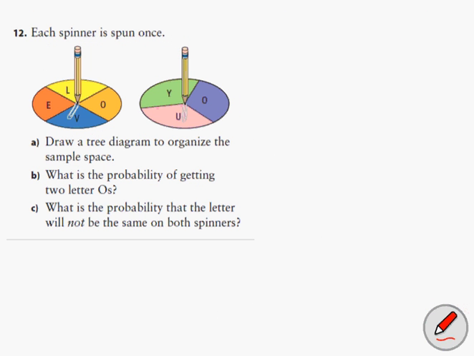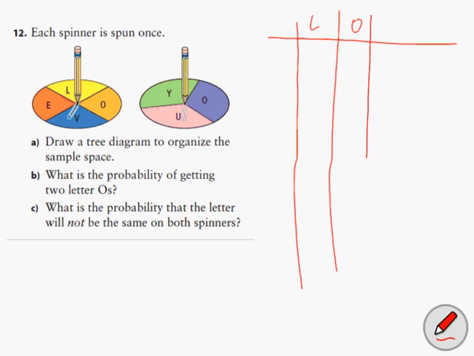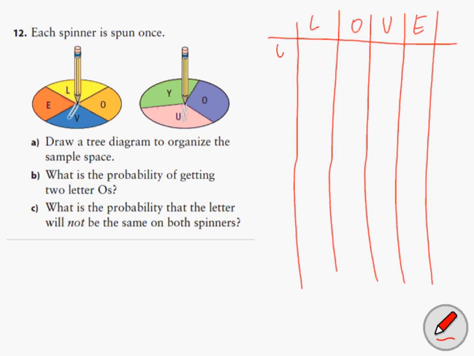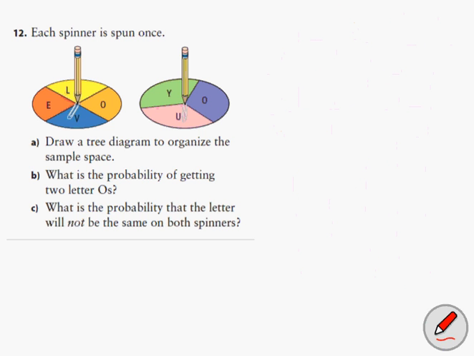Question 12 says, a spinner is spun once. Draw a tree diagram to organize the sample space. So, isn't this cute? L, O, V, E, Y. Oh, did it say tree diagram? Do we have to? Well, let's do a tree diagram.